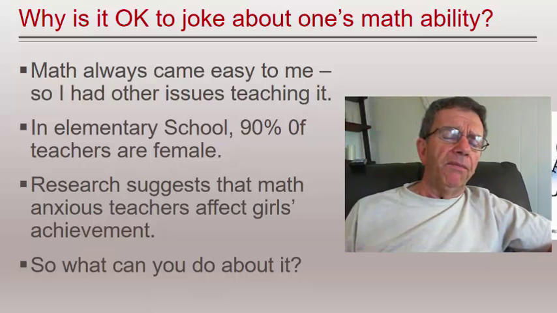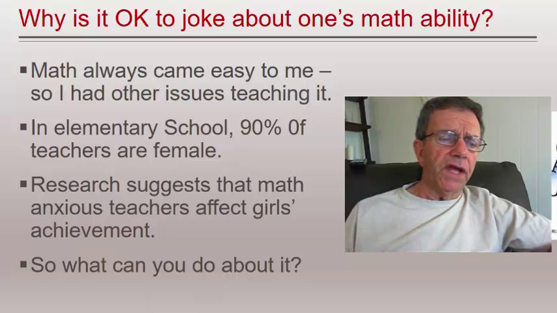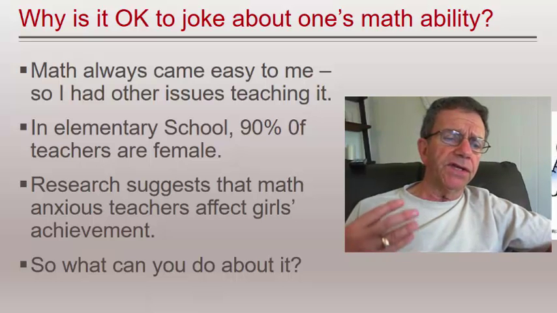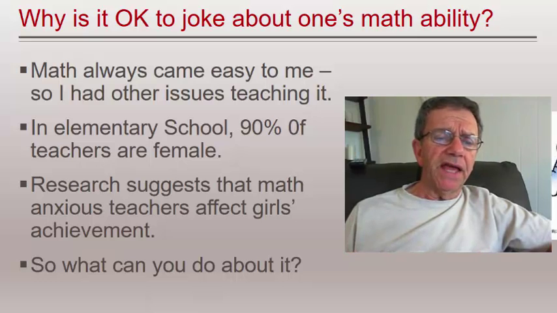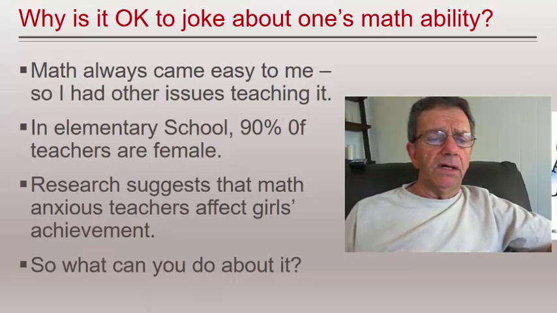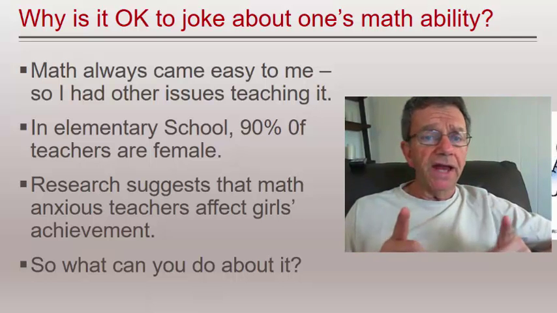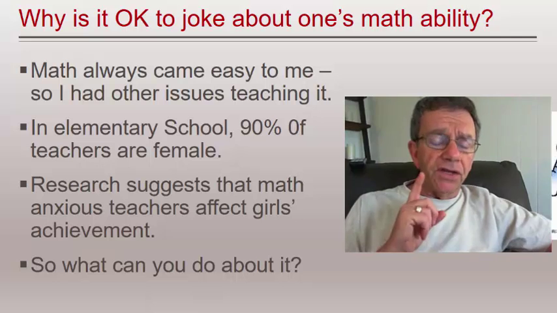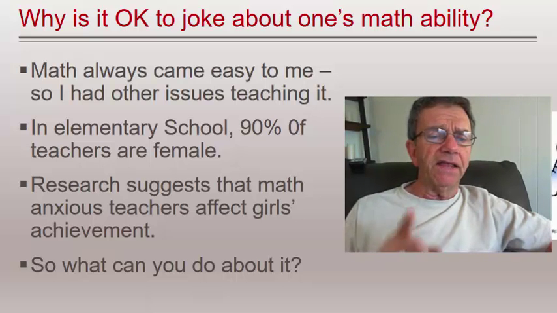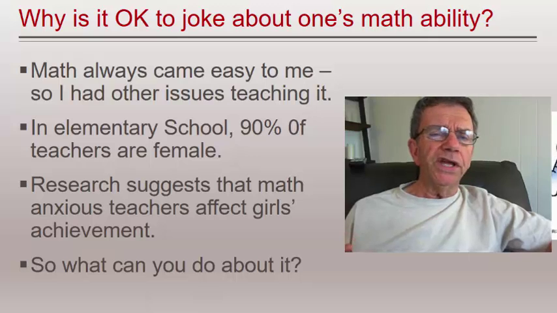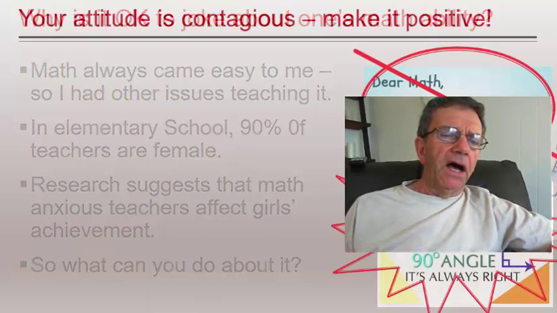So what you'll see in one of the articles, I believe it's a New York Times article, is that research suggests that math-anxious teachers affect girls' achievement. So that's kind of scary. Your attitude, just your attitude, not your teaching ability, your attitude alone can affect girls' achievement. So what can you do about it?